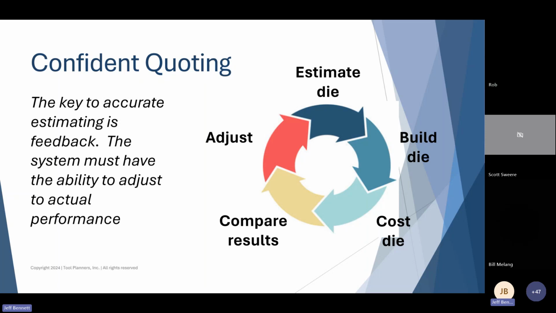You can get all the work you want by being cheap, but you'll lose money. And if you quote high to be safe, then you won't get enough work, and that will starve the shop. So it's a balancing act, but the way to achieve that is through reporting actual results and making adjustments.